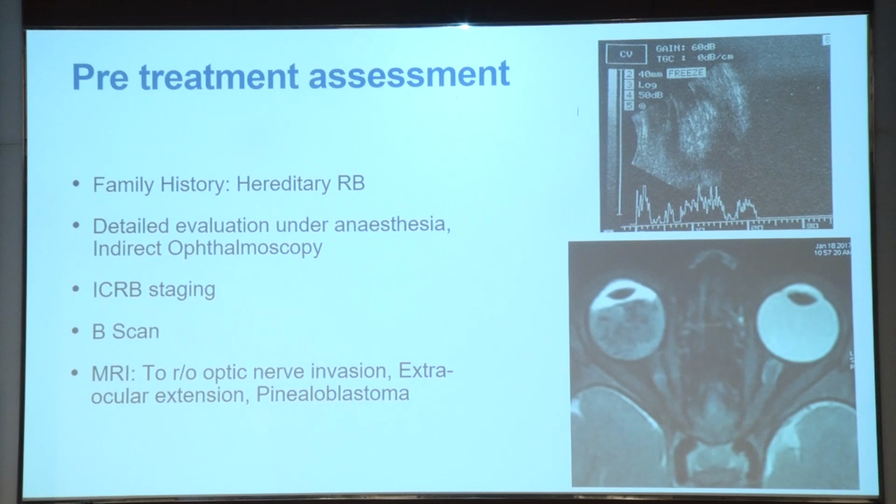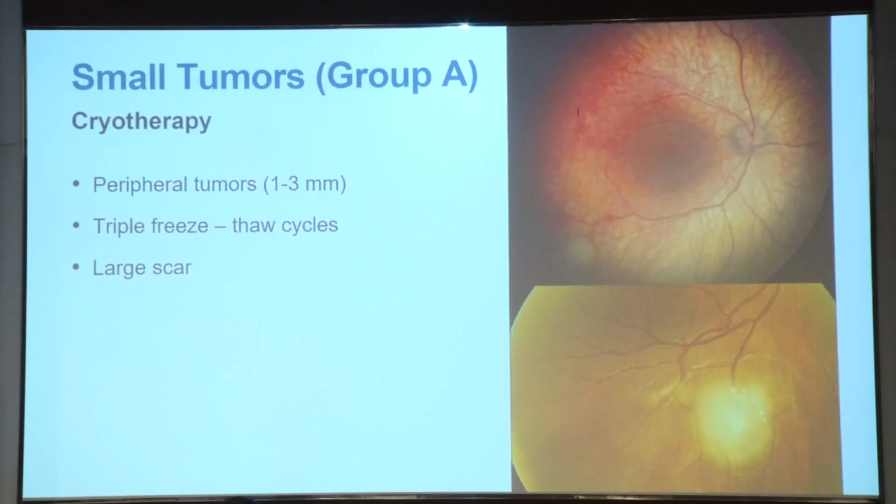And then you do a detailed evaluation under anesthesia, where you do a detailed indirect ophthalmoscopy with depression, and you group the tumors as Dr. Fairuz showed according to ICRB staging and grouping. B-scan is easily available and already stressed upon what you need to look for. You need to look for calcification, and an MRI is essential to rule out an optic nerve invasion, an extraocular extension, or a pinealoblastoma in bilateral cases to plan proper treatment for these cases.